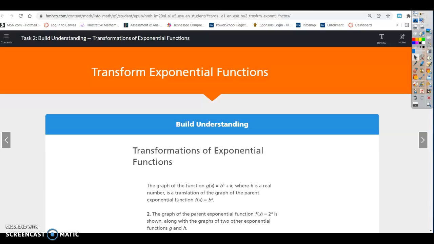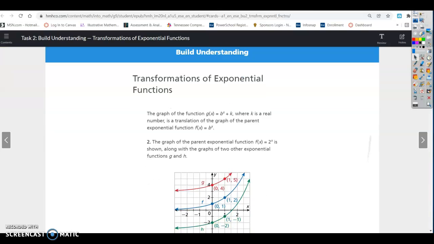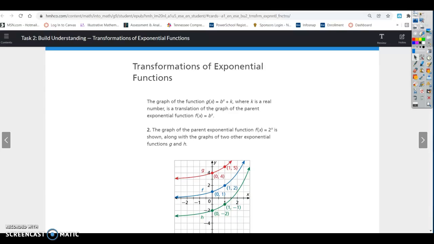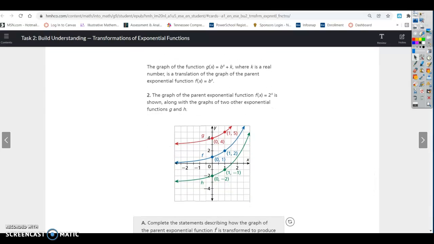Lesson 12.1, task 2. Transformations of exponential functions. The graph of the function g of x equals b to the x plus k, where k is a real number, is a translation of the graph of the parent exponential function f of x equals b to the x power. The graph of the parent exponential function f of x equals 2 to the x is shown along with graphs of two other exponential functions g and h.